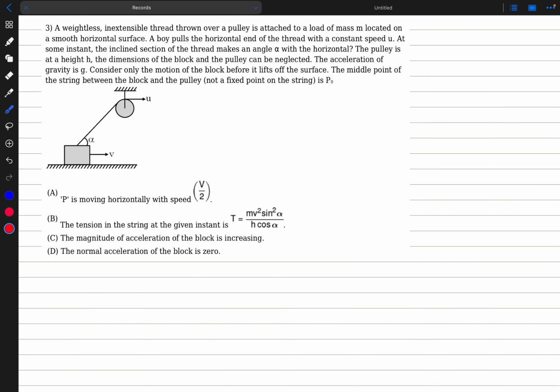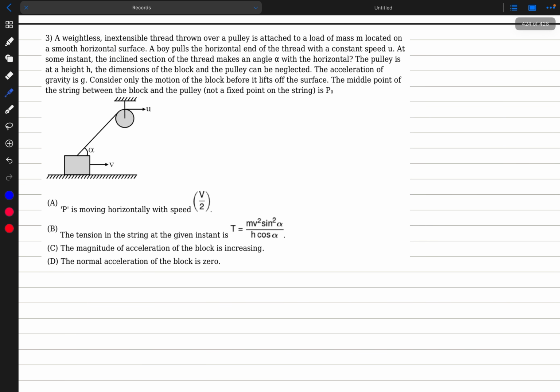So here we have a weightless inextensible thread, which is thrown over a pulley, and it's attached to a load of mass M on a smooth horizontal surface. A boy pulls the horizontal end of the thread with a constant speed U. So U is a constant here. At some instant, the inclined surface of the thread makes an angle alpha with the horizontal. The pulley is at a height h. The dimensions of the block and the pulley can be neglected. The acceleration of gravity is g. Consider only the motion of the block before it lifts off the surface.